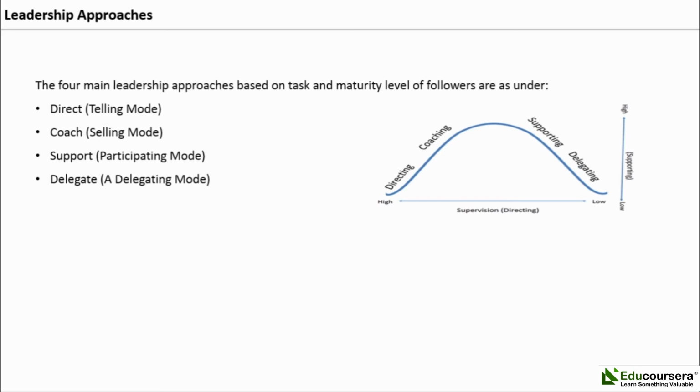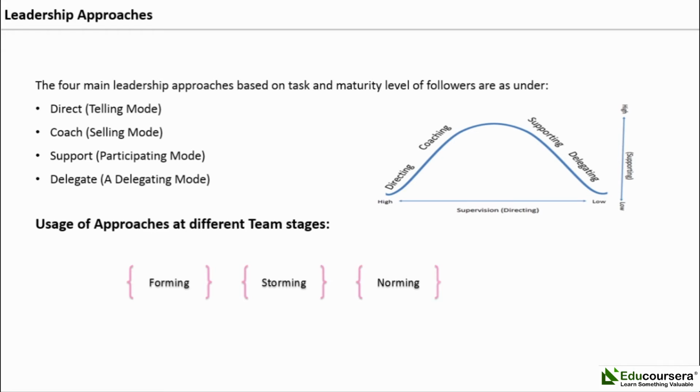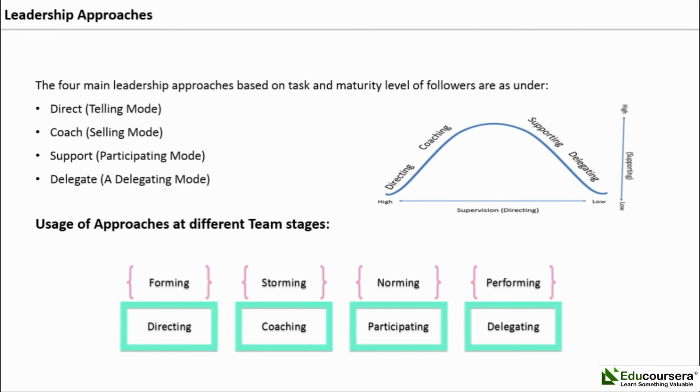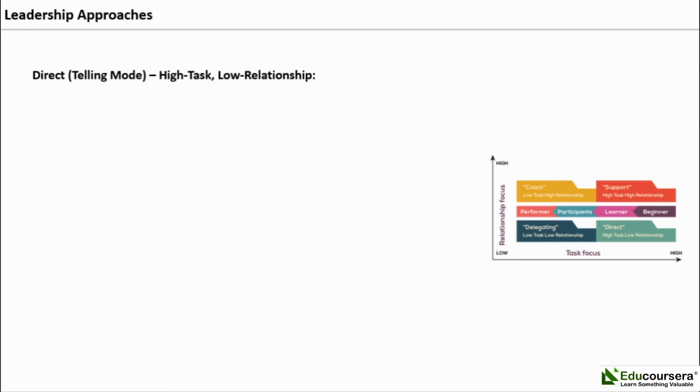In his model, leadership is the act of providing the correct amount of supervision, directing behavior, and support, supportive behavior, which in turn produces the best learning and developmental environment. At team development stages, forming, storming, norming, and performing, the leadership approaches used in sequence are directing, coaching, participating, and delegating.